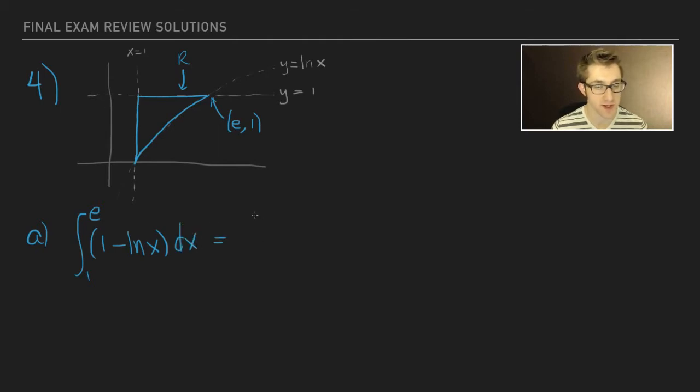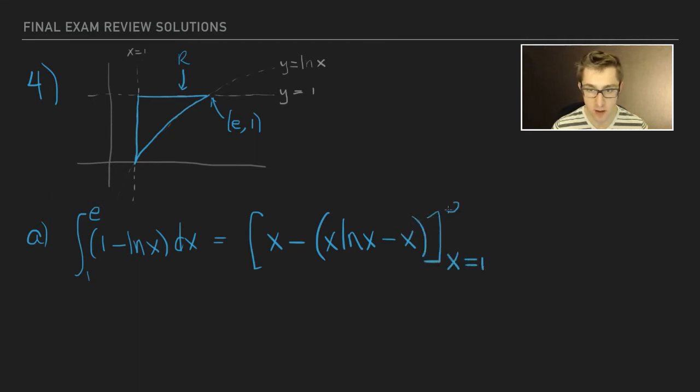So we go about this computation. We first find an antiderivative of 1 minus the natural log of x. For the natural log of x, if you don't know it off the top of your head, you can find it by integration by parts. I happen to know it. And before we evaluate, it's useful to simplify this. This negative x can just turn into a positive x, so I have 2x minus x times the natural log of x, evaluating from 1 to e.